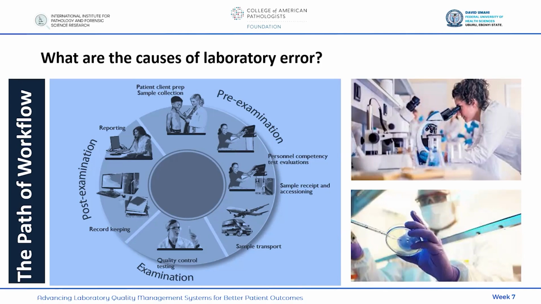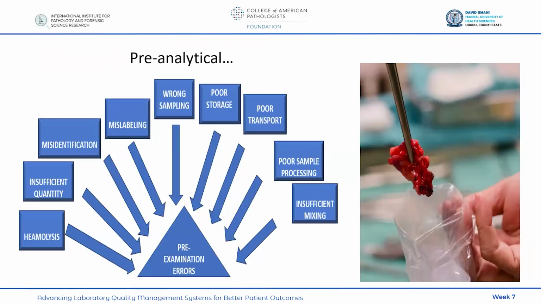There are several people, and it includes several processes and procedures, okay? So that is why you find out that there is a barrage of errors that can take place in this whole process. So this error can emanate from any of the stages, okay? So let's look at some of these errors. We can have some errors from the pre-analytical or pre-examination stage.